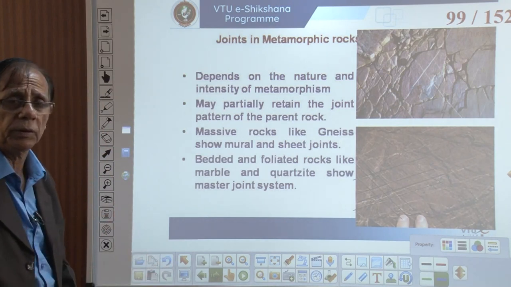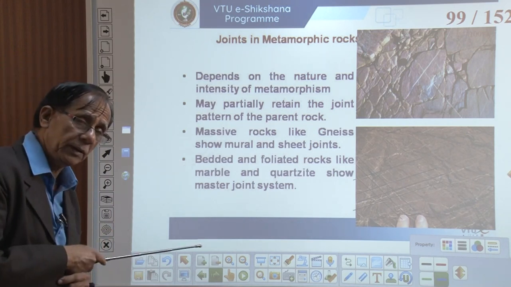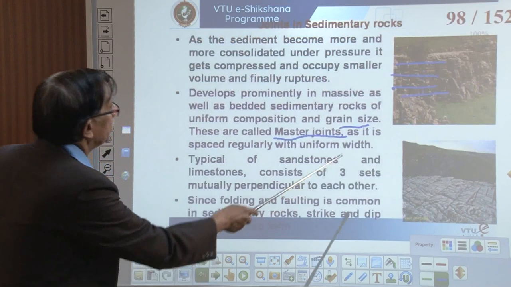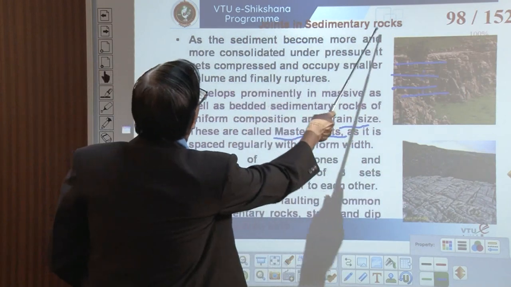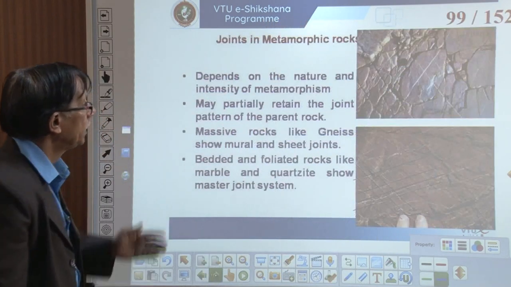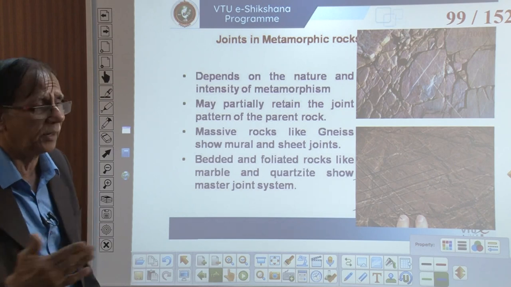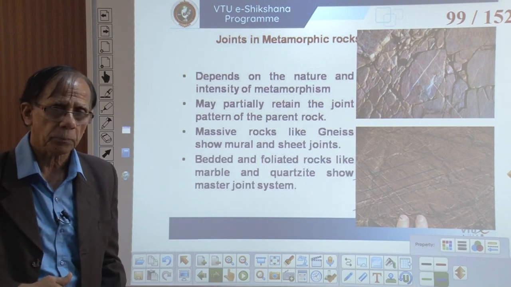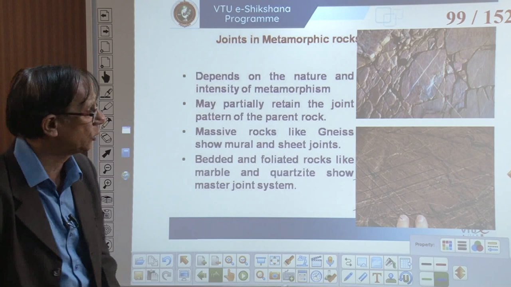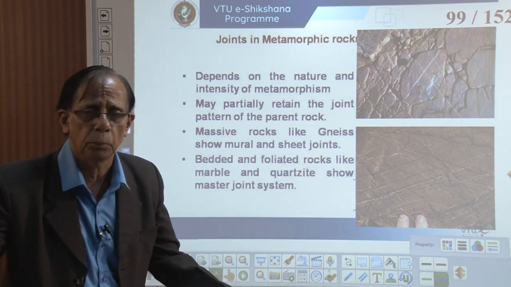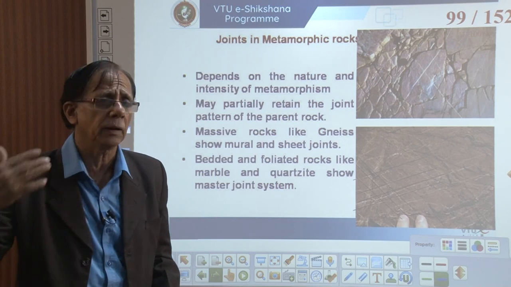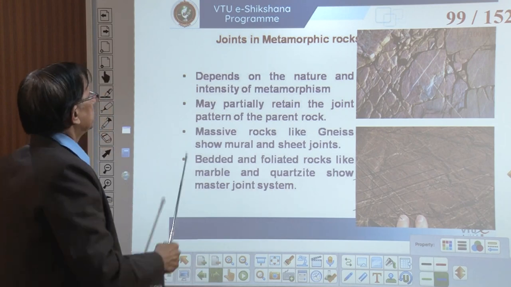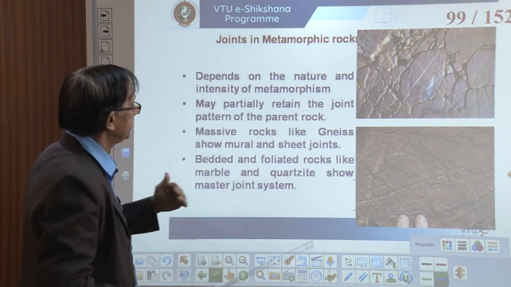Now, you see joints in metamorphic rock. In a different type of rock, the pattern is different. We have said that in igneous rock, mural joints and columnar structures develop. Joints in sedimentary rock have another pattern. In metamorphic rock, the pattern is again different. Depending on the type of rock, joint patterns are also different. If the field engineer says, "Sir, joints are oriented like this," it is schistose rock. A good engineer can understand what the schist is, what the joint pattern is, and what the relationship is. Thus, this type of classification and knowledge is helpful.